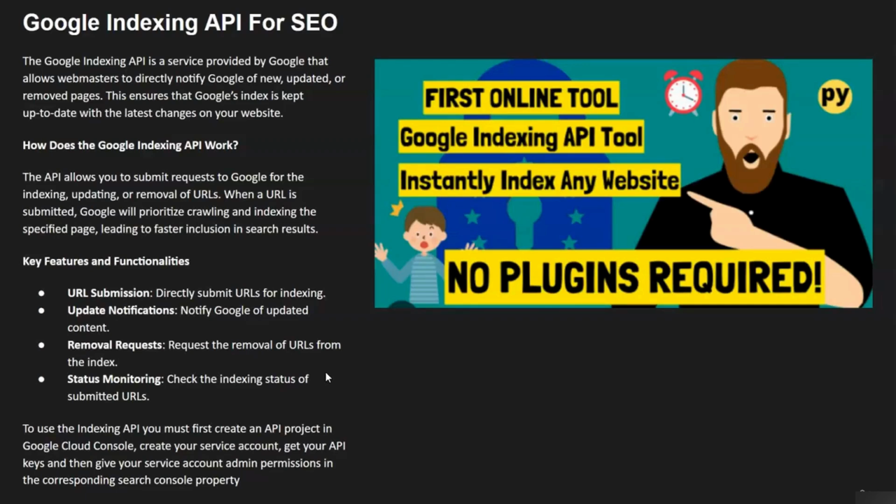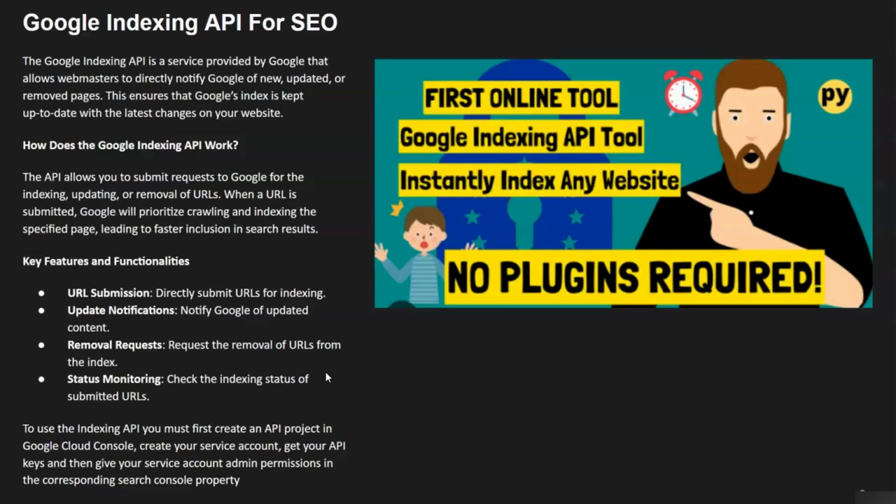Google Indexing API is a service provided by Google that allows website owners to directly notify Google whenever they have new or updated content on their website or they have newly removed pages. It ensures that Google's index is always kept fresh and up to date about the current state of all of the different pages on that website.